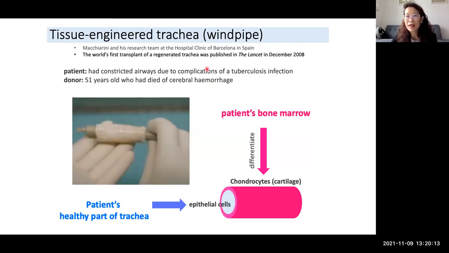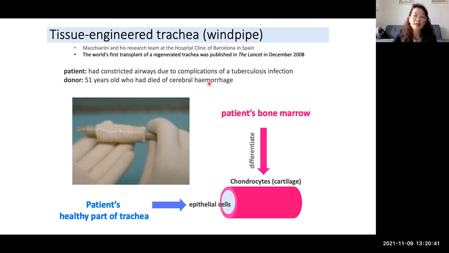Let me see. So it happened in 2008. Wow, it's quite a big number. Back then it's almost 15 years ago. What they have done, this is the condition of the patient. She had a complication of tuberculosis infection. So the doctor removed the segment of her trachea. This is the patient. And how about the donor?